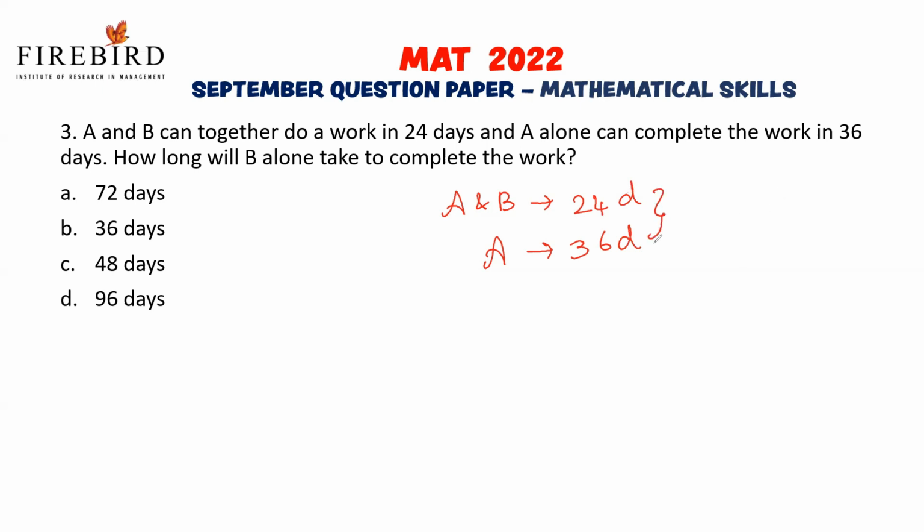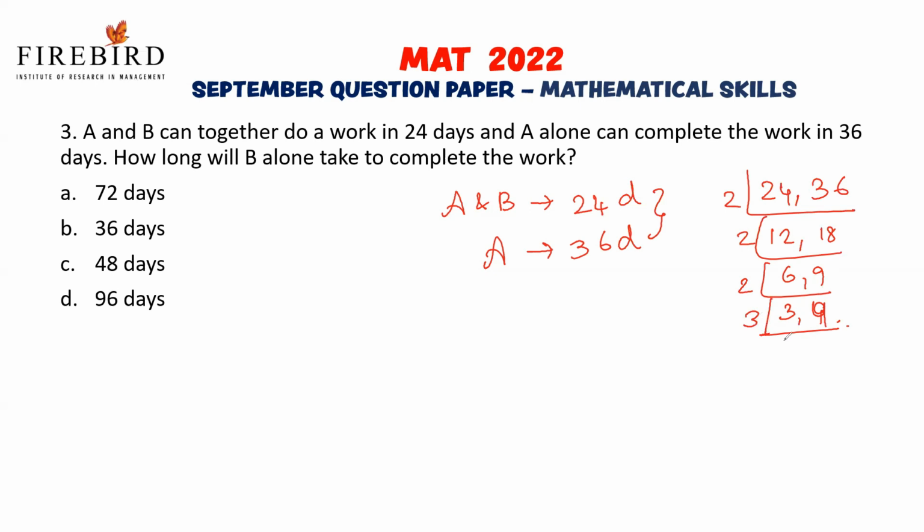So if a question is of time and work, just go by the LCM method. This is the type 1 problem. So what is the LCM for 24 and 36? You should know. You can divide by 2 to get 12 and 18. Again, you can do 2, 6, 9. So 2 and 3, 4.